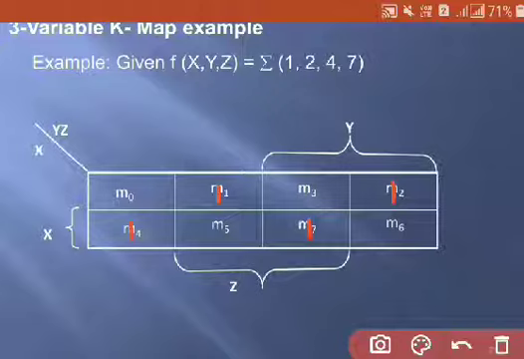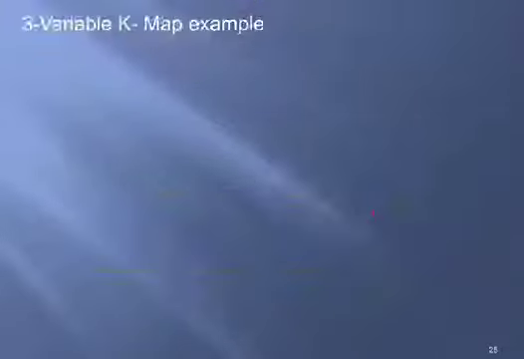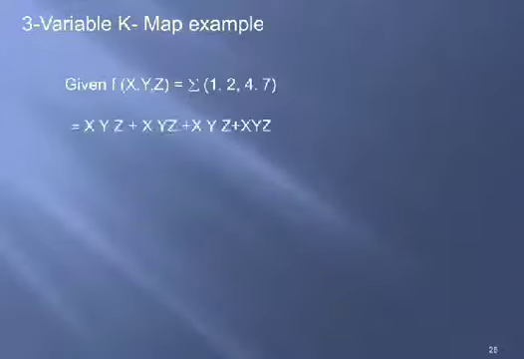So for this example, you can directly write the simplified SOP form with its equivalent minterms. For m1, the corresponding minterm is x bar y bar z. Similarly for m2, it will be x bar y z bar. For m4, it will be x y bar z bar, and for m7 it will be x y z. Since pairing is not possible here, you can simply write the expression directly.